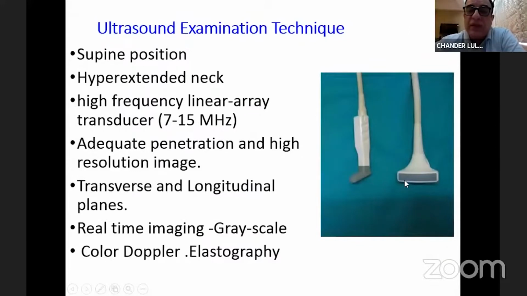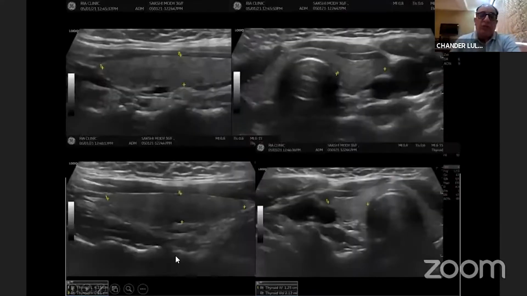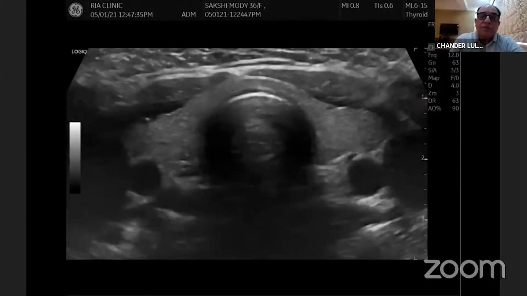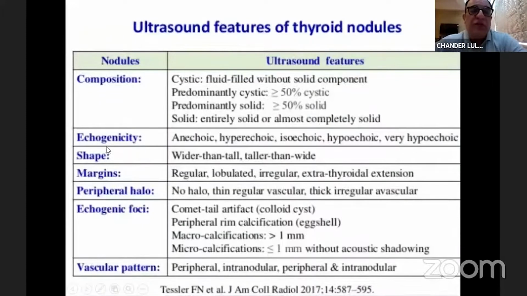So all these three components are used. We use high resolution transducers going up to nowadays 20 megahertz in a supine position with the hyperextended neck, and we scan in transverse and longitudinal planes from the base of the mandible to the clavicle. And we use all these three modalities. Now, just to begin again, that's the longitudinal section of the thyroid. This is the transverse section of the thyroid, which I showed you earlier. And we usually document in this fashion. We measure the volume and we usually use sagittal and transverse planes for documentation. Now, what are the ultrasound features that we look into?